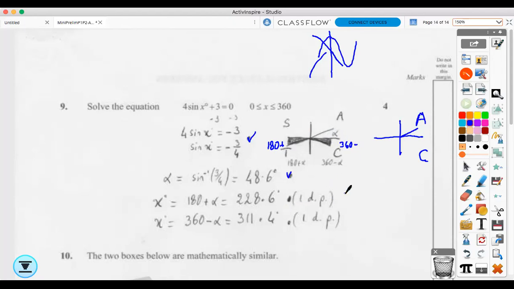And if you want to give them to 1 decimal place, some people give it to 2 decimal places, that's fine. And this is how you would do this.